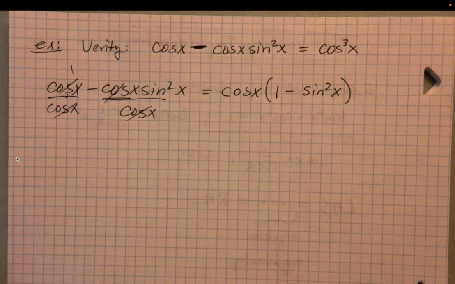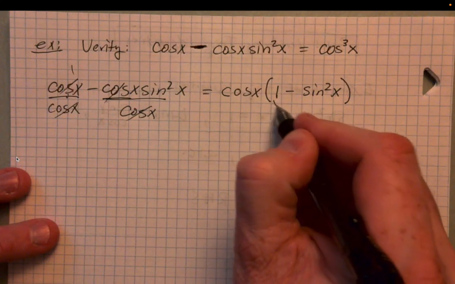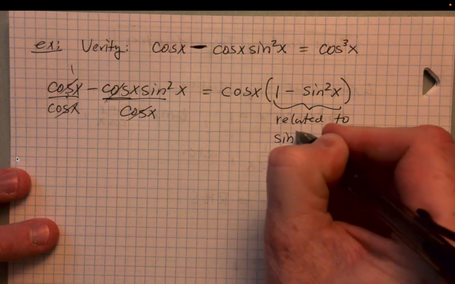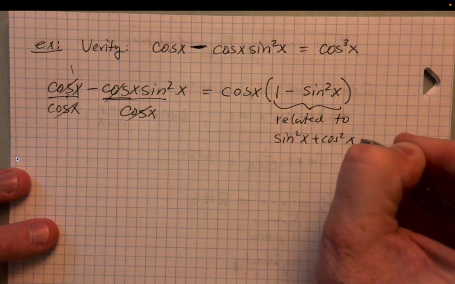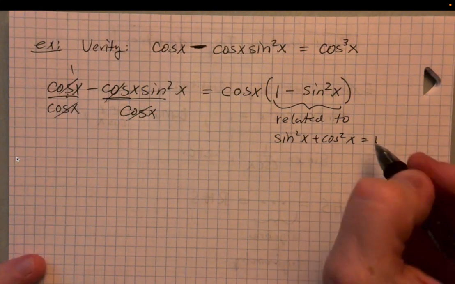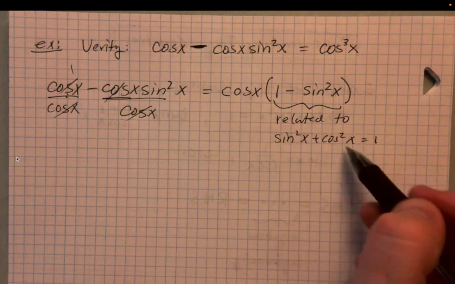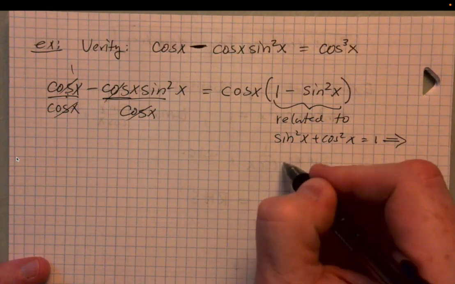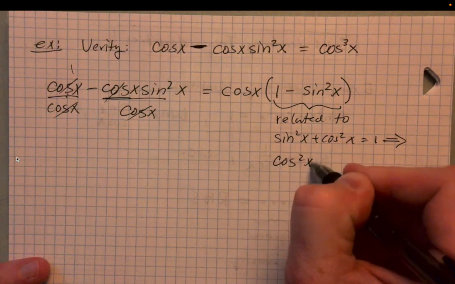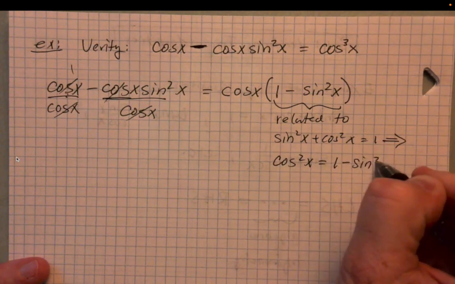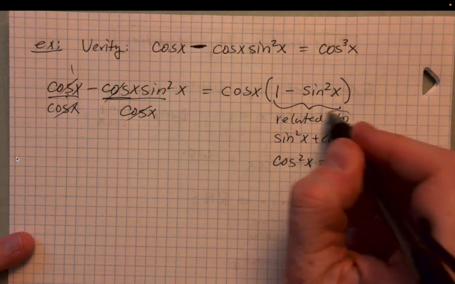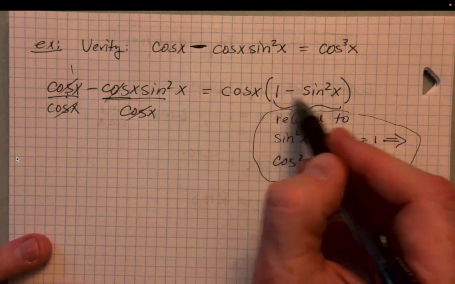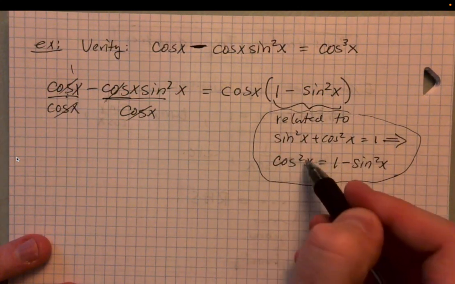Okay, and now a nice little trick here is that this is related to sine squared x plus cos squared x equals 1. You can do a little algebra to that, and you'll see that if I subtract sine squared from both sides, I get cos squared x equals 1 minus sine squared x. And so that's kind of the trick right here. So basically, I've got 1 minus sine squared x here, and that's equal to cosine squared.